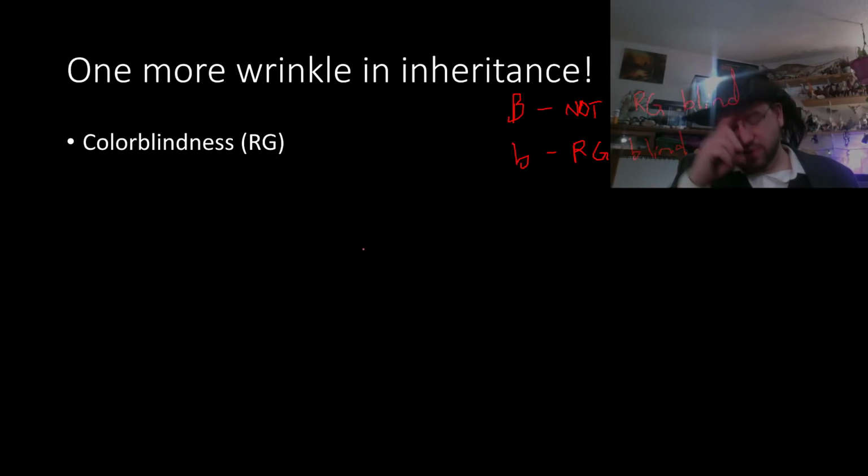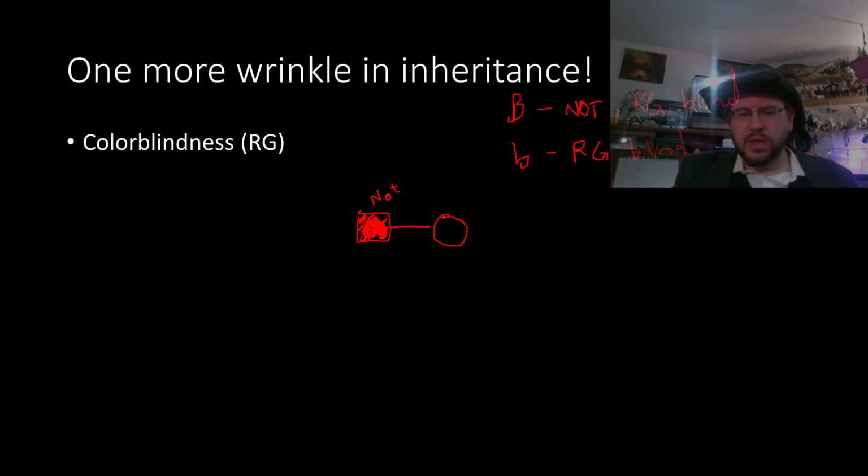And let's talk about how red-green colorblindness is inherited. So say you have one parent who shows the dominant phenotype of no color blindness, so not red-green colorblind. And one parent that is red-green blind. How will inheritance work? Right? Let's play the pedigree game.